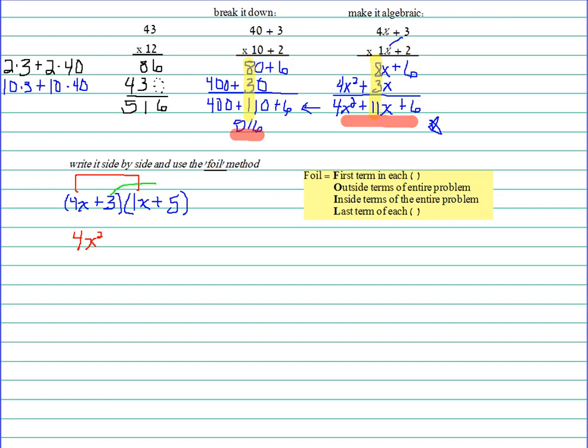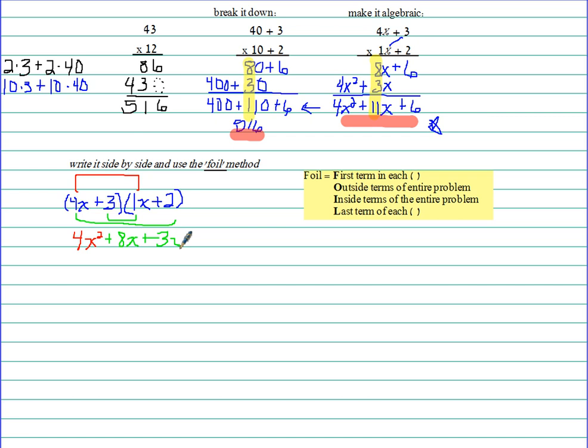The outside two terms would be the 4x and the 2, which gives us 8x. Embarrassing, I had put a 5 there instead of a 2 for a while, so I had to stop and fix all this. And then the inside two terms are the 3 and the 1x, so we get 3x.